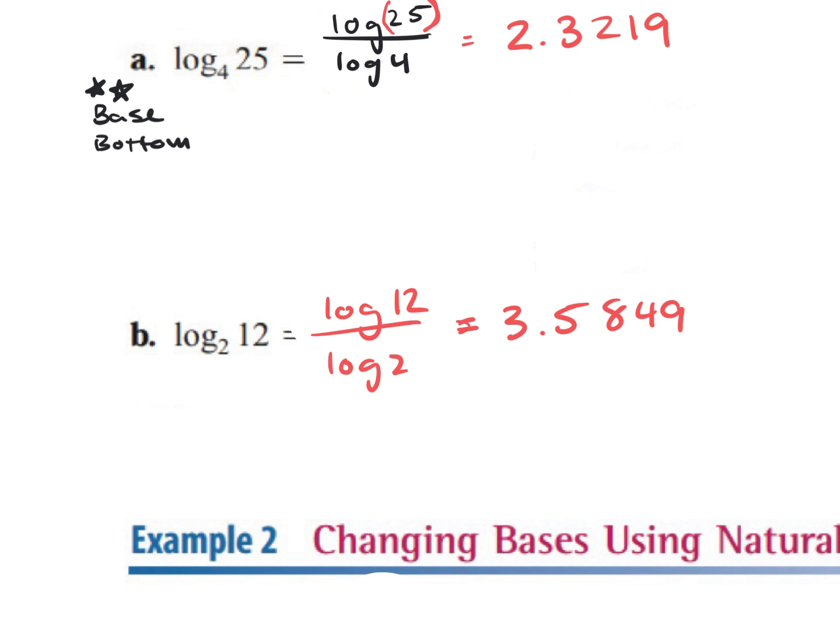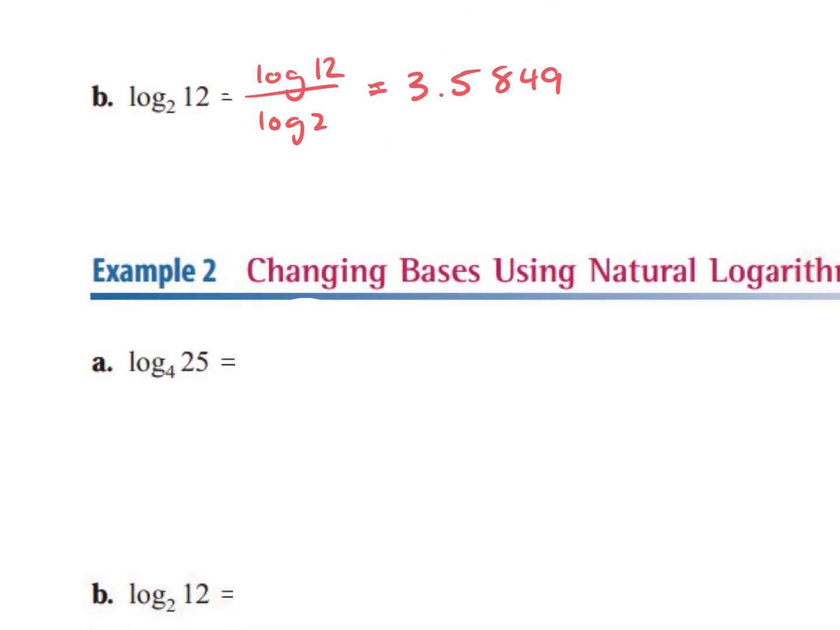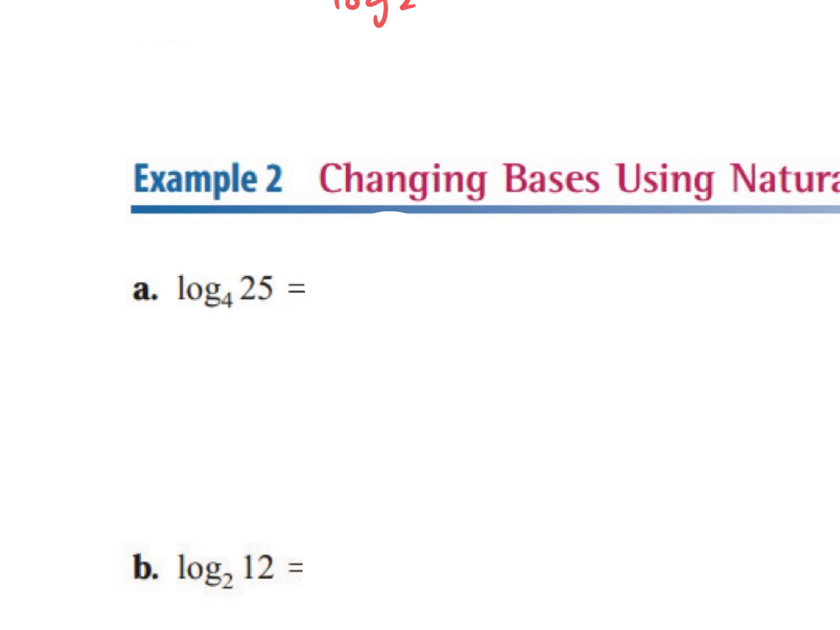Some calculators do let you change the base. So if you have a super smart calculator and you can change the base, you can do it that way. But most calculators don't, so you have to do it this way. You can also change the base using the natural logs. So same thing works, but natural logs are ln. So we would take the ln of 25. Again, the base goes on the bottom. So divide it by the ln of 4.